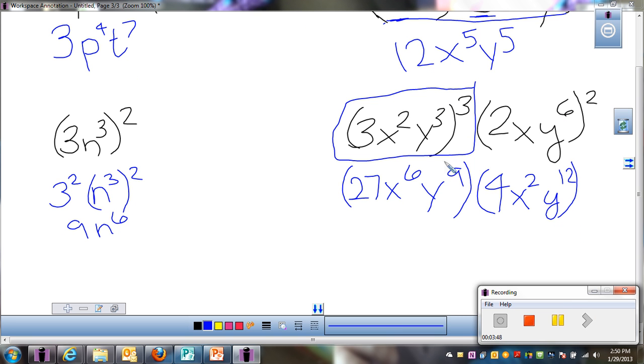Now the last step, we're just going to simplify everything. 27, our constant, times 4, our constant, and the next one is 108. X to the 6th times x squared, okay? So we don't have a power to a power here, guys. We're multiplying like bases. So our x's are the same. So when we multiply like bases, the rule is to add the exponent. 6 plus 2 becomes 8. Now our y's are the next base. Y to the 9th times y to the 12th becomes y to the 21st.